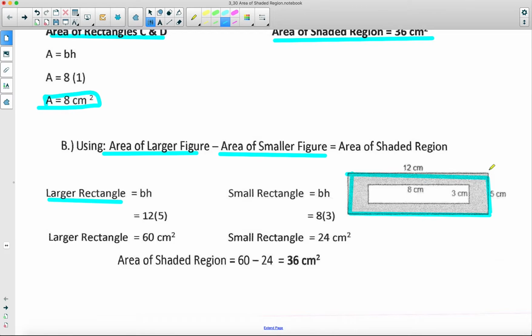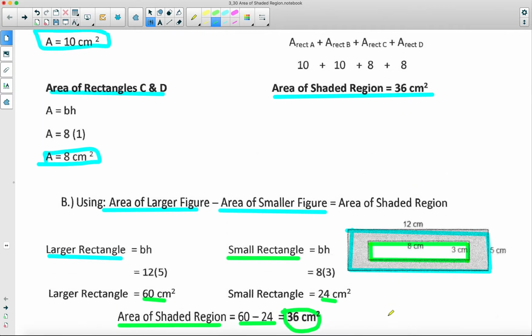Okay. So if I found the area of that big rectangle and then took away this small rectangle, I'd be left with just the shaded region. So that's what we're going to do. Area of the big rectangle is 12 times 5, so base times height gives us 60 centimeters squared. And then our small rectangle is in the middle. Here it is. That's 8 by 3. So to find the area of that, we do 8 times 3, which is 24. So to find the shaded region, I just subtract 60 and 24 right here to give us 36 centimeters squared. The same answer we got by dissection, 36 centimeters squared.